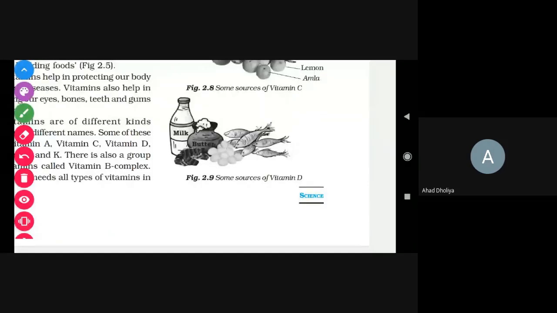D is egg and fish. You can write egg, fish, butter, milk, whatever you want to. Whatever is easy for you to remember, write that for vitamin D.